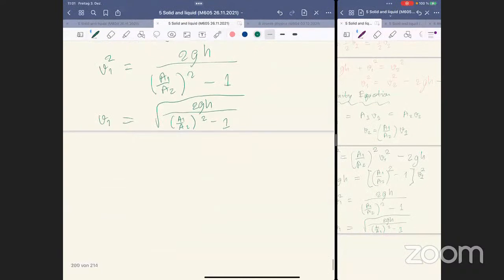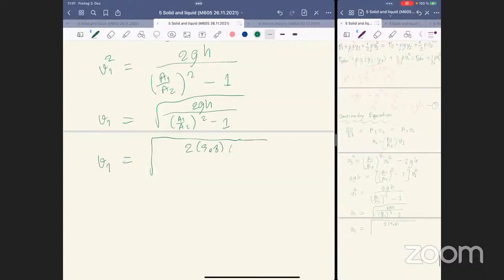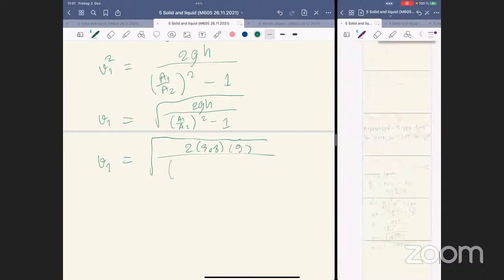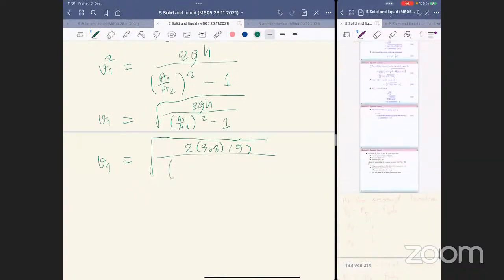Let's go ahead with that. V1 will be the square root of what? Square root of 2 times 9.8, and the height here is 5, and you have here A1. What is that? A1 is the cross-sectional area, right?